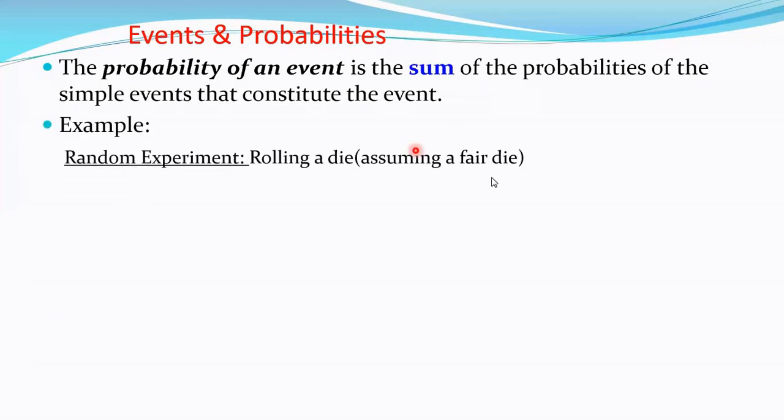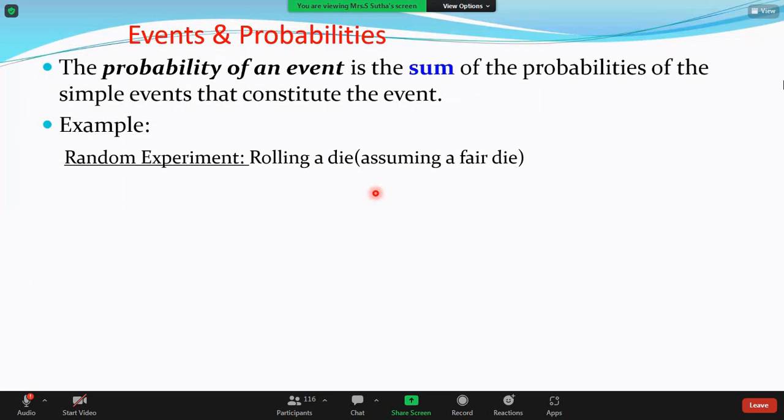So for example, our random experiment is rolling a die. Here we assume that it's a fair die. A fair die means each and every outcome, or simple event, obtained from rolling a die is equally likely. Right. Now can you write the sample space for this experiment? Put it in the chat box. Sample space of the experiment rolling a die. It is a 6-sided die. So write the sample space.